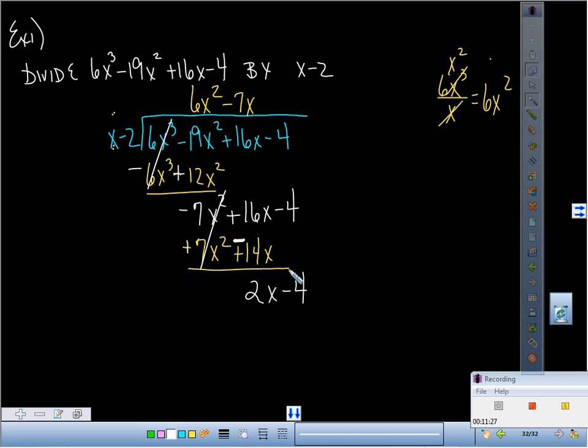Now, this is a 1 and this is a 1. Can I keep going? Yes. What do you multiply x by to get 2x? So, plus 2. Don't forget to put a plus 2. Okay? And then you multiply. What's 2 times x? And what's 2 times negative 2? Negative 4. And then you change your signs. Cancel and cancel. My remainder is 0. What does that mean? Does that mean something special when your remainder is 0? It divides evenly. That's what our brains say. That's what we say. That's a common English thing.